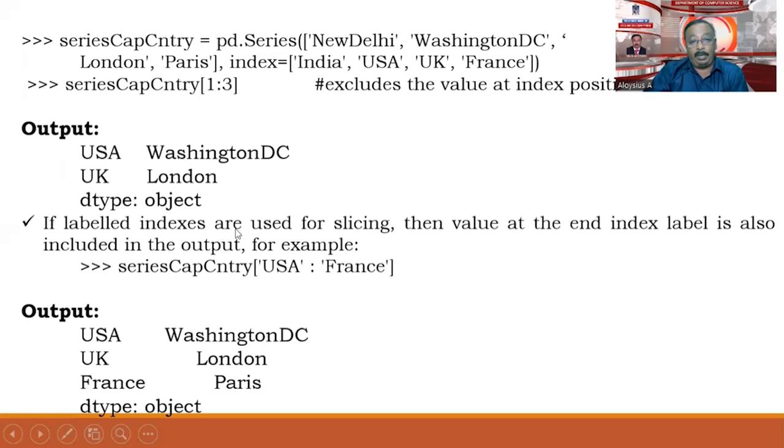If the label indexes are used for slicing, then the value at the end index label is also included in the output. This is only for labeled slicing, not numeric slicing. So if you give USA to France, you will start from USA and end at France. In this example, it is starting from USA, and the end index is also included, only in the labeled indexes.